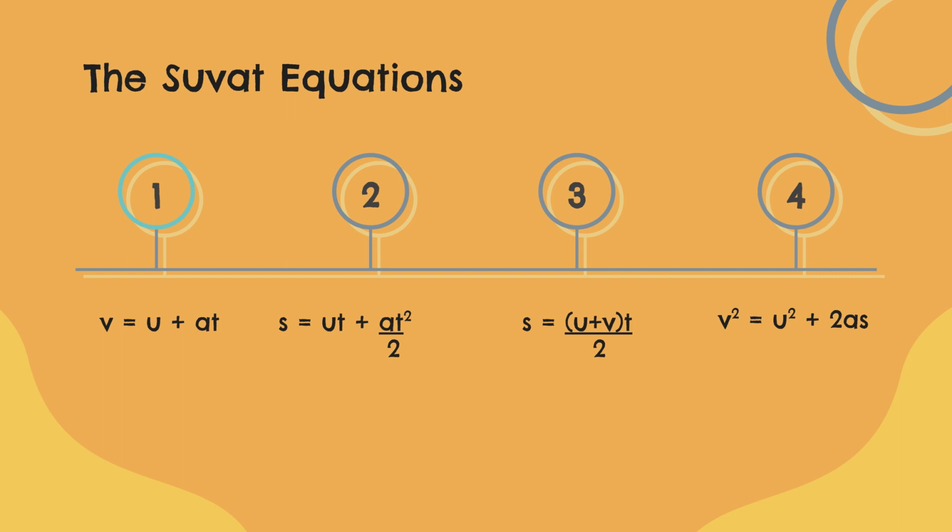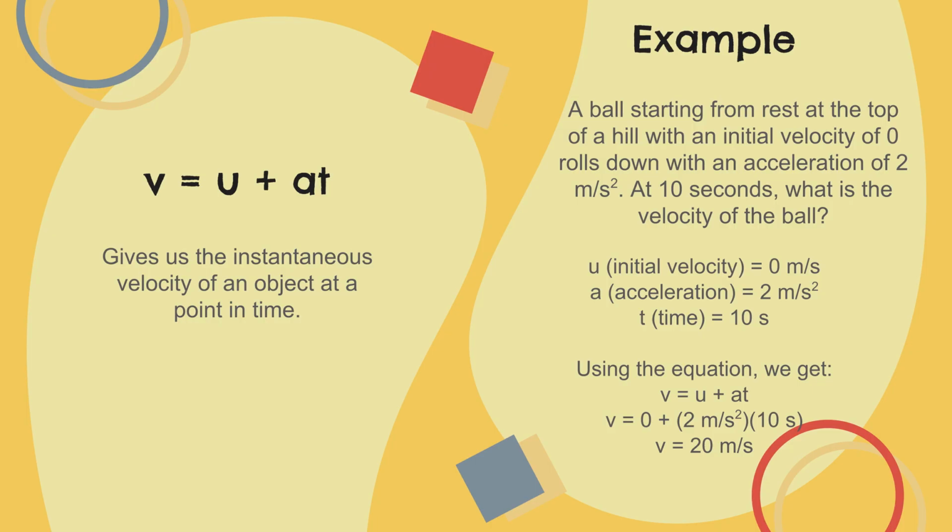Here are the four main Suvat equations. They are v equals u plus at, s equals ut plus 1/2 at squared, s equals (u plus v) times t divided by 2, and v squared equals u squared plus 2as. Let's take a look at the first Suvat equation, v equals u plus at. This equation gives us the instantaneous velocity of an object at a point in time.